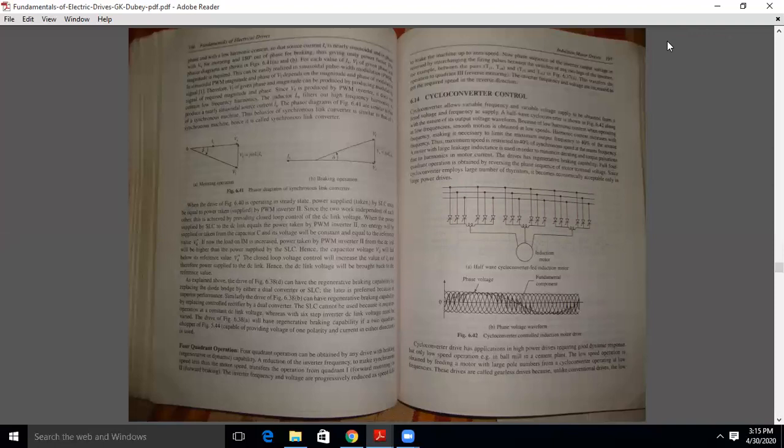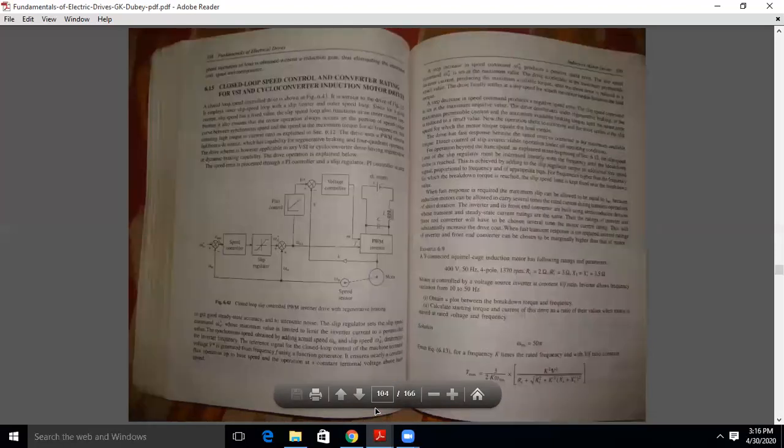Coming to the disadvantages of this cycloconverter: harmonics increase with the frequency. Speed up to 40 percent of the synchronous speed, only suitable for large power drives, and poor power factor at low output voltage. Applications: we can use it in cement plants, conveyor drives, and diesel electric locomotives. These are some applications of the cycloconverter.